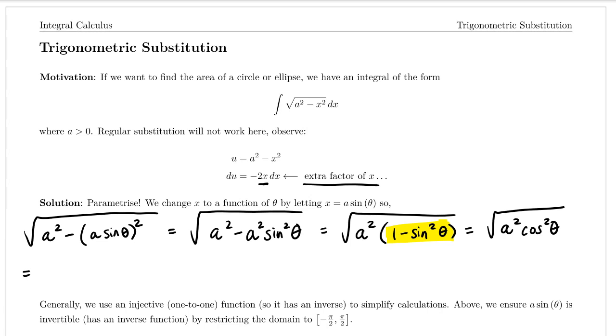And because underneath the square root we are multiplying, because of radical properties, I can break this up into the square root of a squared times the square root of cosine squared theta. And then finally, when we take the square root of both of these things, we get that our answer is a times the absolute value of cosine of theta. Generally, we use an injective or one-to-one function, so it has an inverse, to simplify calculations. Above, we ensure that a sine of theta is invertible or has an inverse function by restricting the domain to negative pi over 2 to pi over 2.